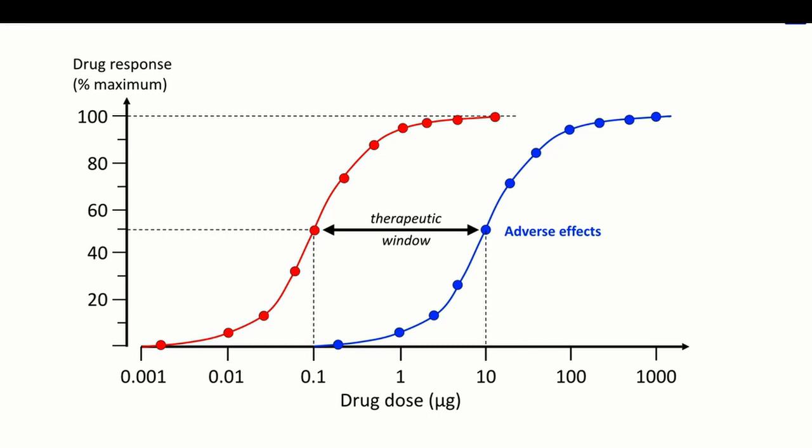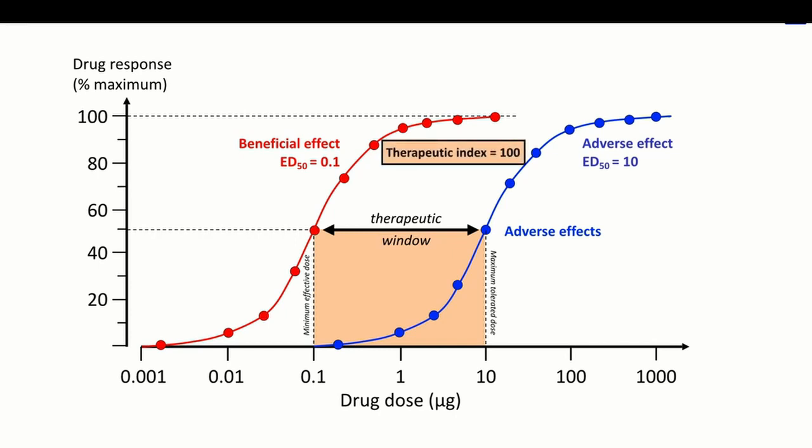This window stretches from the minimum effective dose to the maximum tolerated dose, the highest dose of a drug that can be administered without the development of dose-limiting adverse effects. The ratio between the doses causing adverse effects and those required to produce beneficial effects is known as the therapeutic index. In this case, the therapeutic index is 100, being the ratio of the ED50 for the dose-response curve for the adverse and beneficial effects.